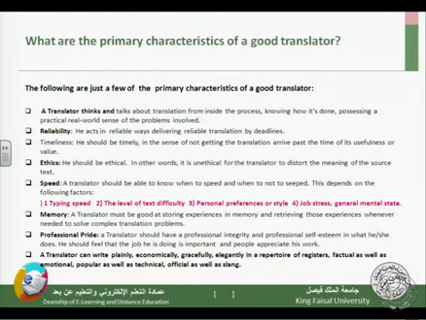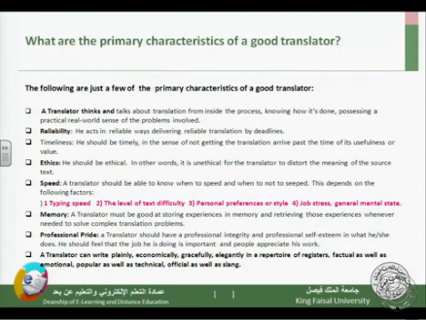Timeliness. He should be timely in the sense of not getting the translation arrive past the time of its usefulness or value. Time is important. Now, if I say to you, please, I need my translation, for instance, by the end of this week, because on Saturday I have a meeting, I need to discuss this text or this matter, and you give it to me after 2 weeks, then the translation becomes useless. So you need to have this timeliness in your mind.